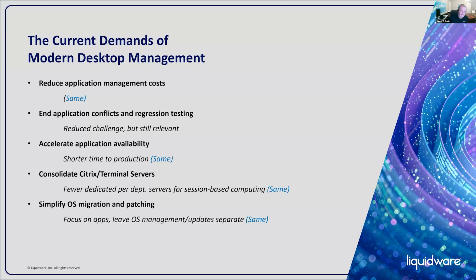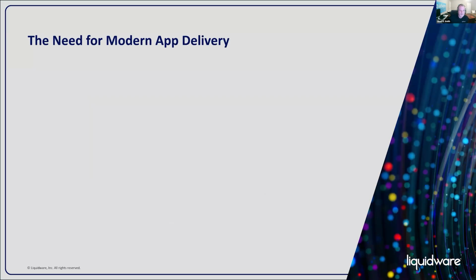Simplify OS migration and patching. Of course, we still talk about that today with the technology we deliver with FlexApp, focusing on the apps, leaving the OS management separate. So really just shocking when you think about it, 20 years later, we're talking about solving some of the same things. A lot of people didn't think that Windows apps probably would still be around this many years later, but indeed they still are. So let's talk about the things that have evolved even over time that make this more important than ever to keep your Windows apps out of the OS whenever possible.